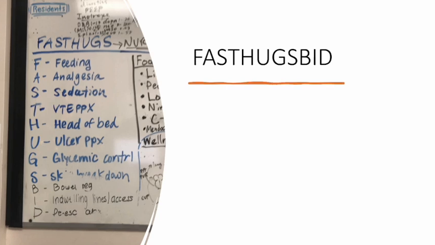And then we have H for head of the bed. And if you recall, it's important that the head of the bed be elevated in mechanically ventilated patients, as this decreases the risk of ventilator-associated pneumonia. In other patient populations, such as those with increased intracranial pressure, you also want to make sure the head of the bed is elevated. The next is U for ulcer prophylaxis.